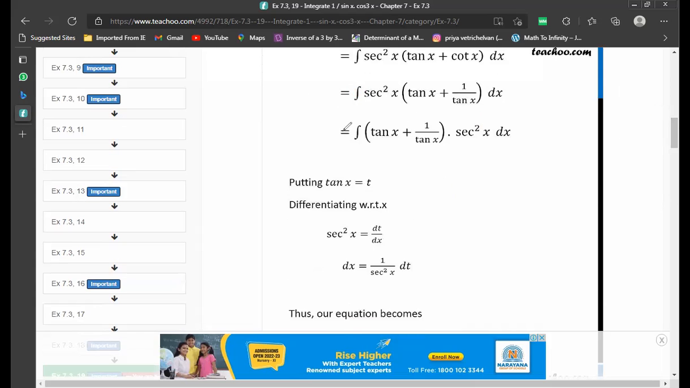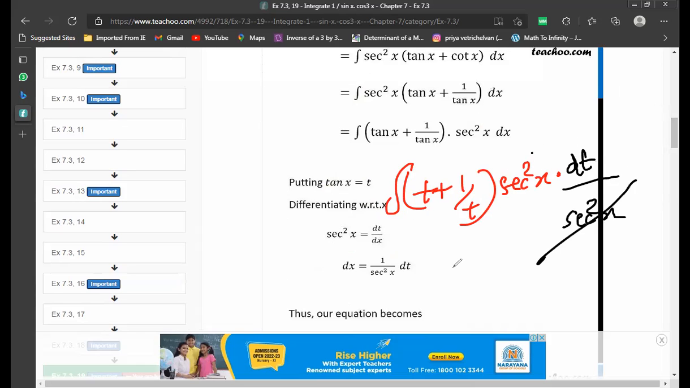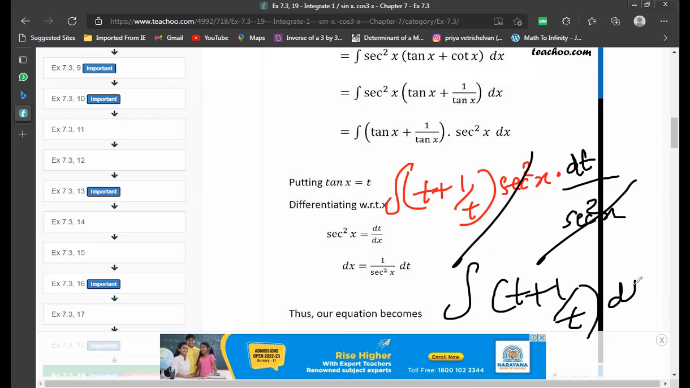Now they are going to use the substitution method. Assume tan theta as t. When you differentiate tan theta, you get secant square theta, so this t turns into dt by dx. So dx can be written as 1 upon secant square into dt. Now let's make the changes. It will become t plus 1 upon t into secant square x, and dx is dt upon secant square x. The secant square x will cancel out each other. You will be left with t plus 1 upon t dt.